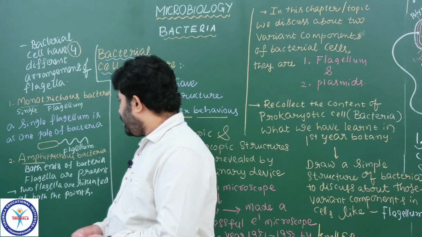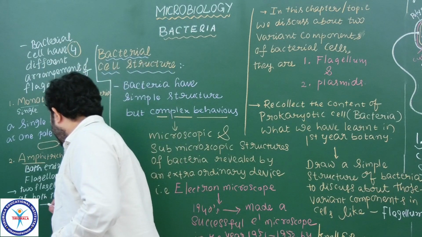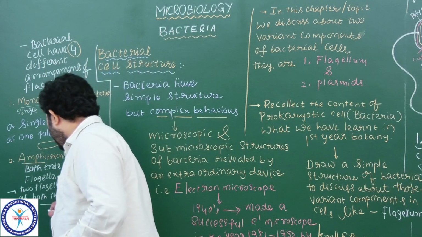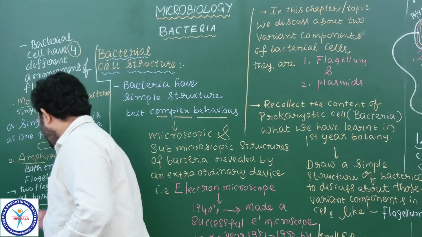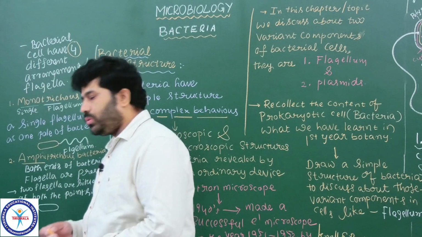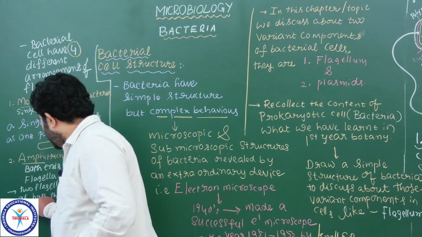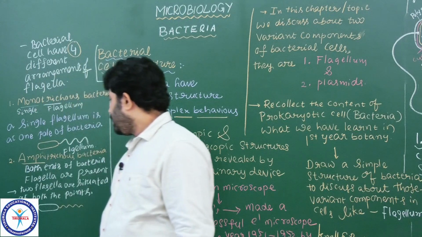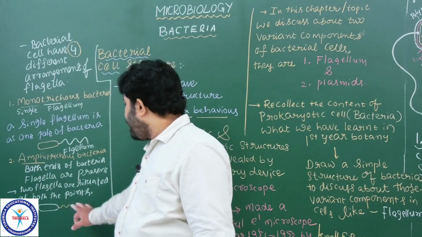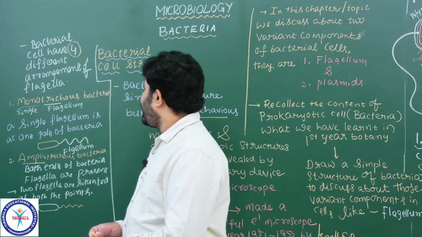Now you please draw the diagram here. Suppose it is a cylindrical bacterium, Bacillus bacterium, which is going to possess two flagella at both the points. This type of bacteria we are calling amphitrichous bacteria.